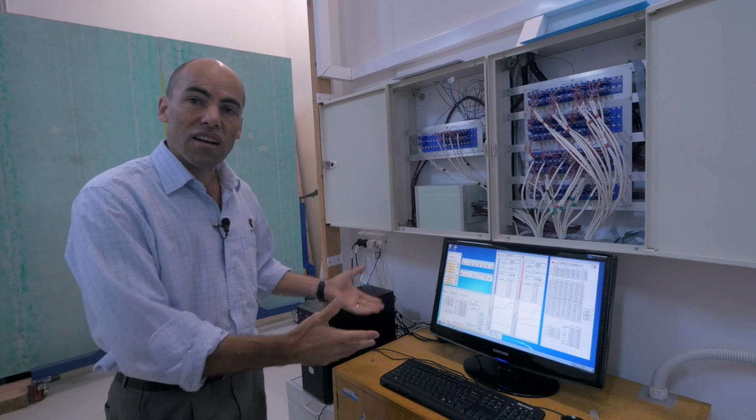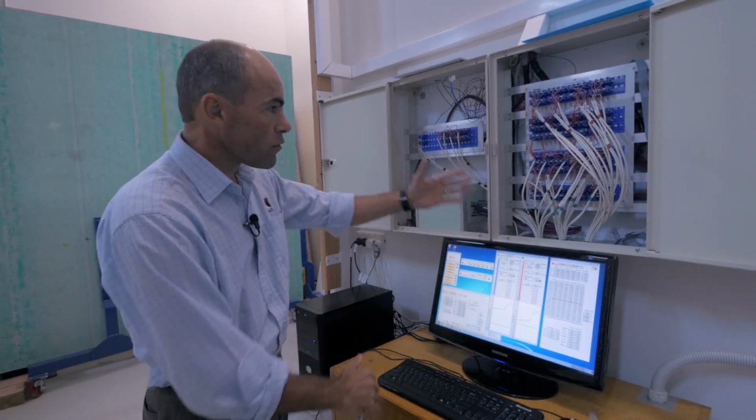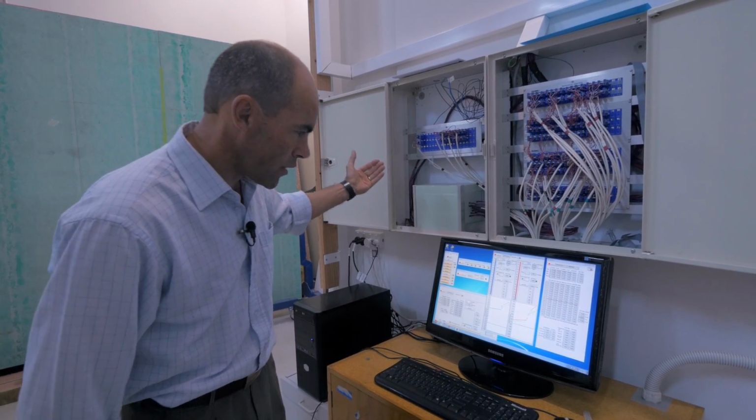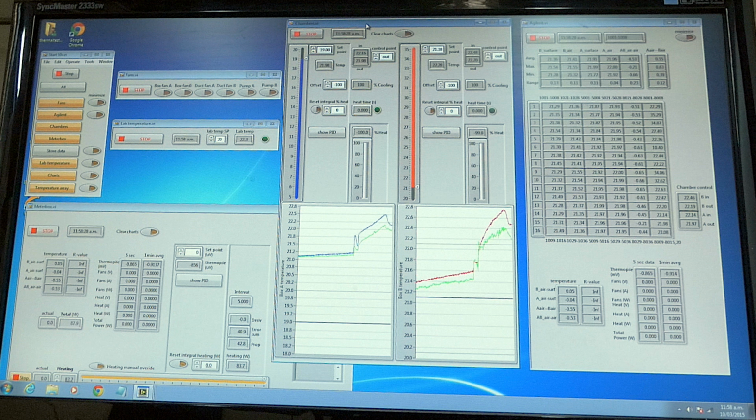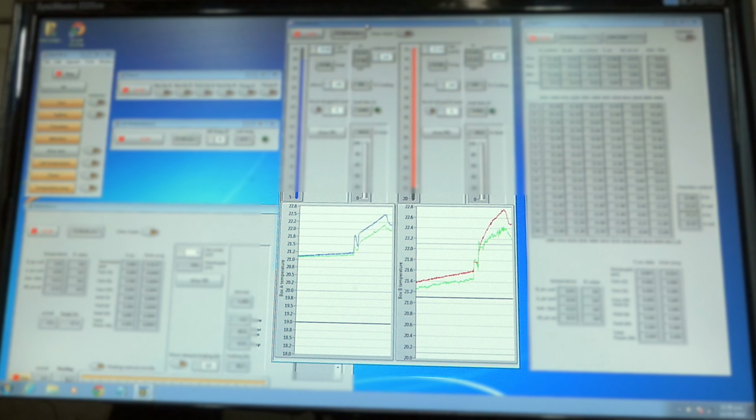So this is our data collection system. A whole lot of wires, etc., come through. All the numbers come through to here. You may be able to see we've got the temperature on the cold side on this graph, temperature on the warm side on the other graph. Because we've got the cabinet open, obviously those temperatures are the same at the moment.